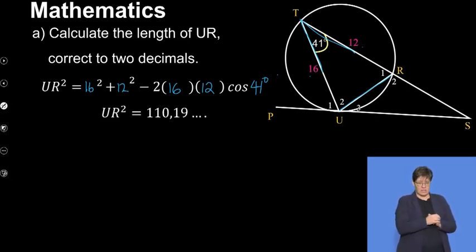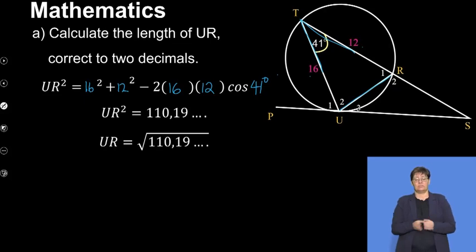Okay, we're going to put that into our calculator. We're going to end up with UR squared equals 110,19. Again, we want UR, so we're going to take the square root of this. Taking the square root, we get the answer to be 10,50 centimeters. So now we have a value for UR. UR is 10,5 centimeters.